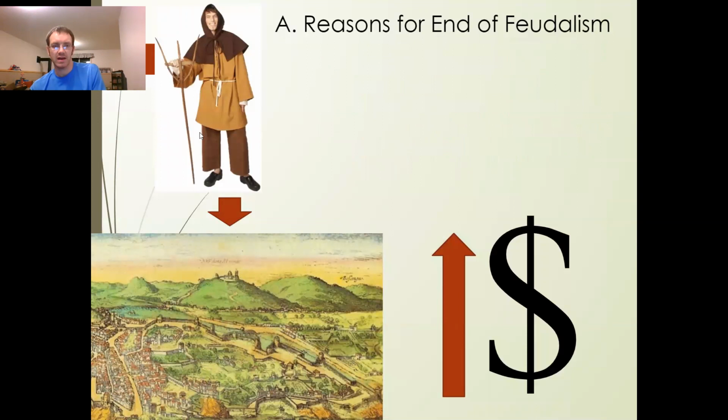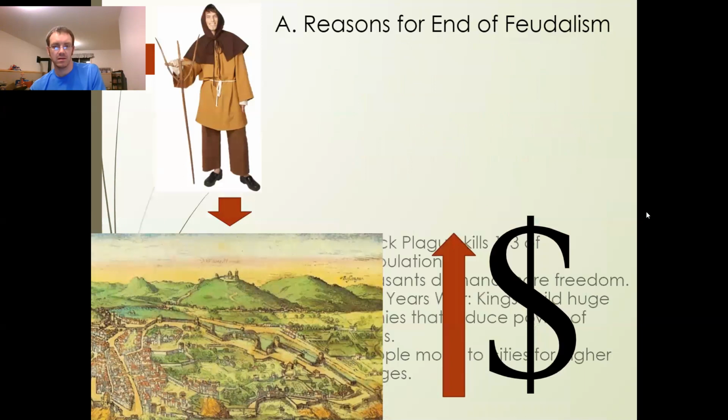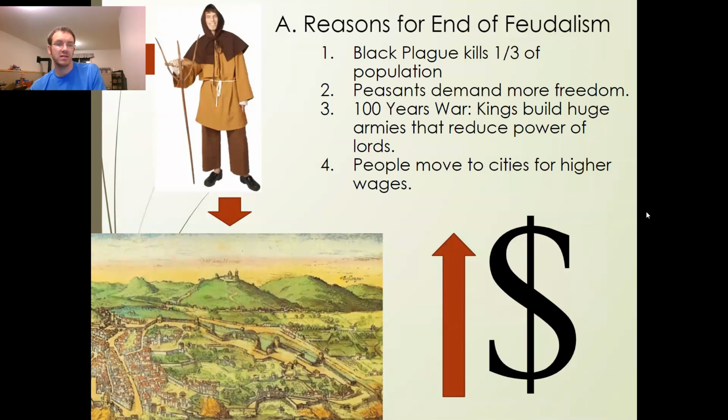Fourth, all right, this guy goes here and makes this. Well, people move to the cities for higher wages. They're getting specialized jobs. They're making money. They're doing a lot better than they were as peasants. I mean, look at, he can afford this beautiful costume. Nah, I'm just kidding. He would actually have real clothes. They didn't wear costumes. But yeah, you can make some more money. You can do a lot better.